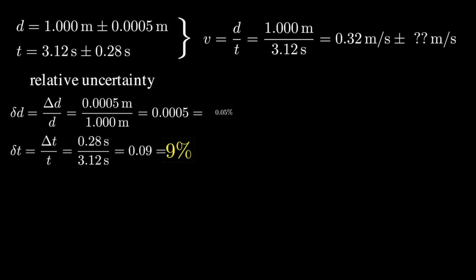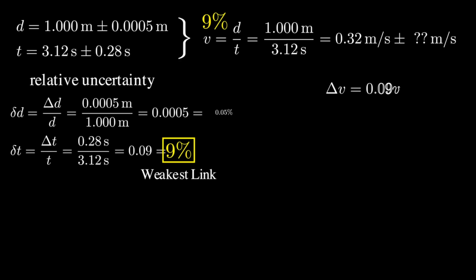If the time is 9% uncertain and this is the dominant uncertainty, then the relative uncertainty in the calculated speed must be 9% as well. In the final step, we want to find delta v, the actual plus or minus uncertainty of the speed. To do this, we multiply the calculated speed by 0.09. The uncertainty in the speed is 9% of the calculated speed, which is 0.03 meters per second.